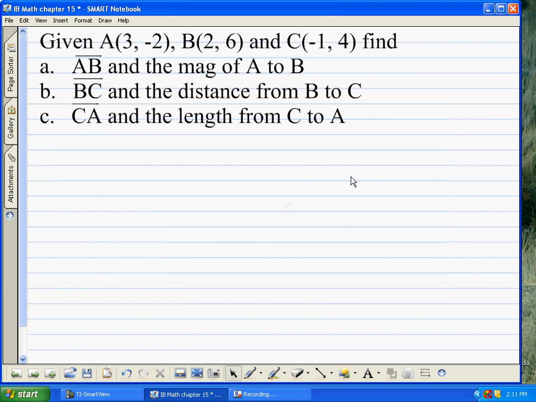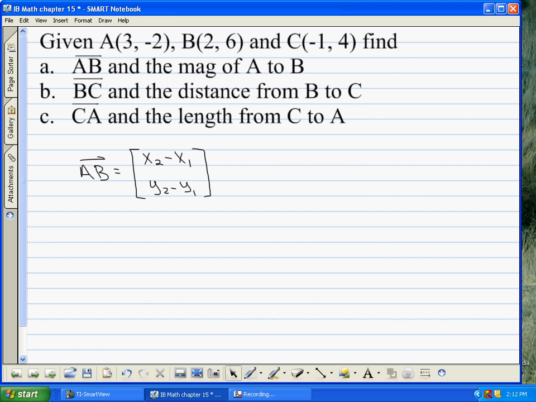Given A is (3, -2), B is (2, 6), and C is (-1, 4), we need to find the component form of vector AB and the magnitude of AB. Well, the component form of AB is equal to x2 minus x1, y2 minus y1.